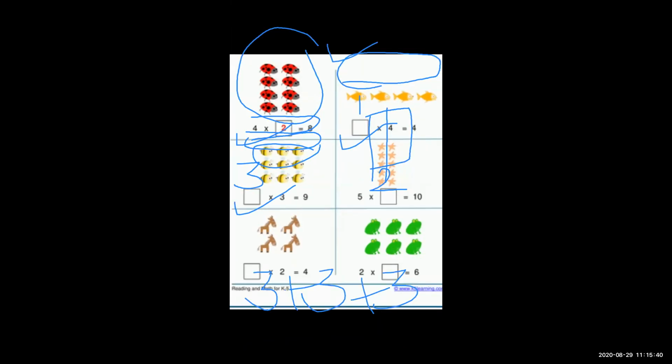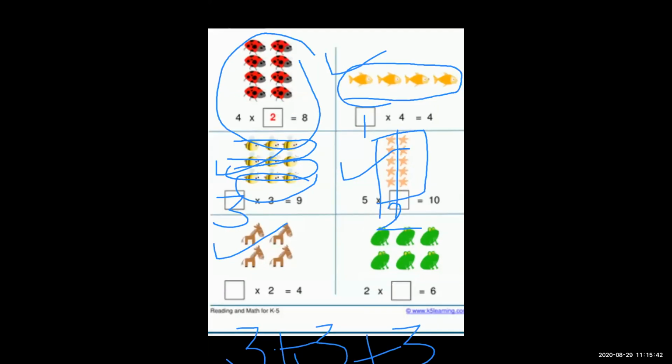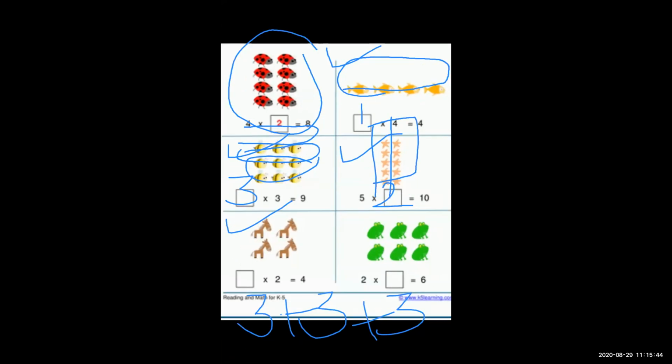What will come in repeated addition? 2 plus 2. Okay. 2 into 2 is equal to 4. 2 plus 2 is equal to 4. Very nice. Good. Now next, last.